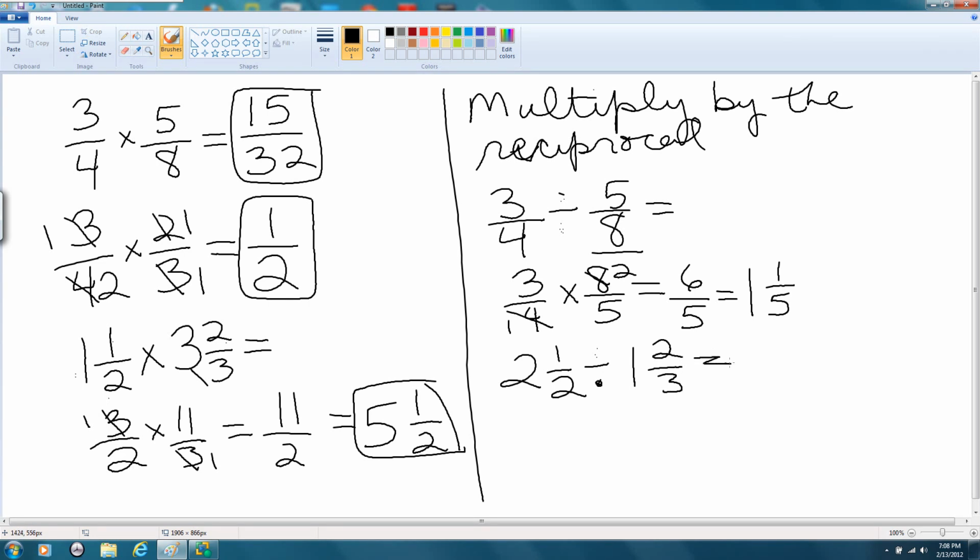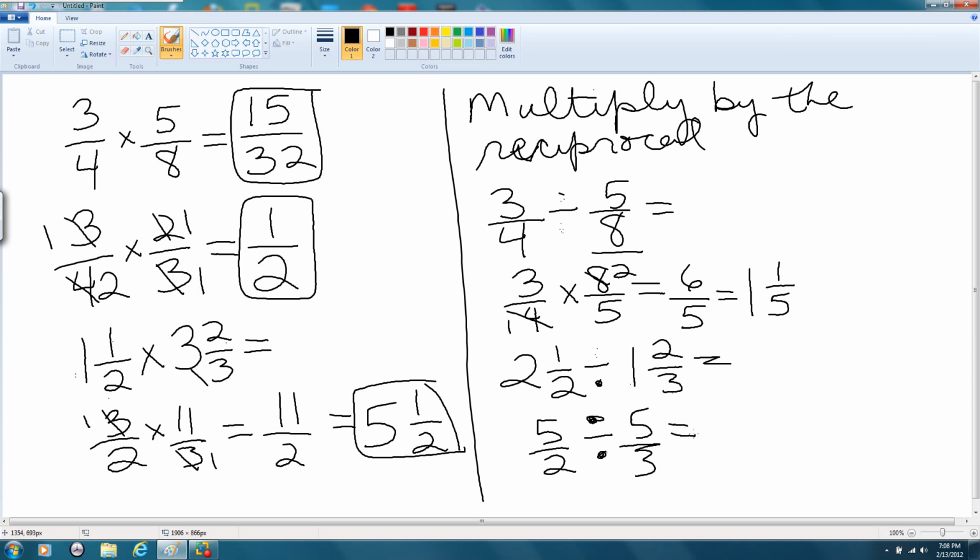And so the first thing I'm going to do before I invert anything or anything else, I'm going to change this into improper fractions. So 2 times 2 is 4 plus 1 is 5. So I have 5/2. And then this is going to be again divided by, trust me, that's a division. Divided by 3 times 1 is 3 plus 2 is 5. We have 5/3.